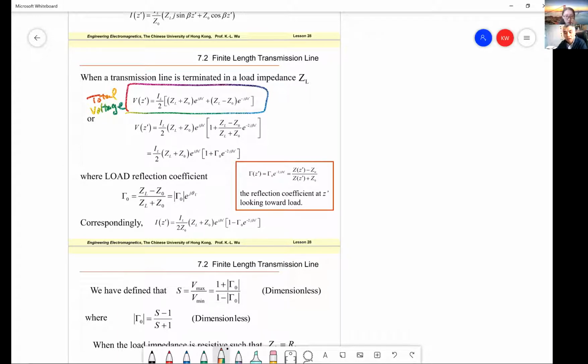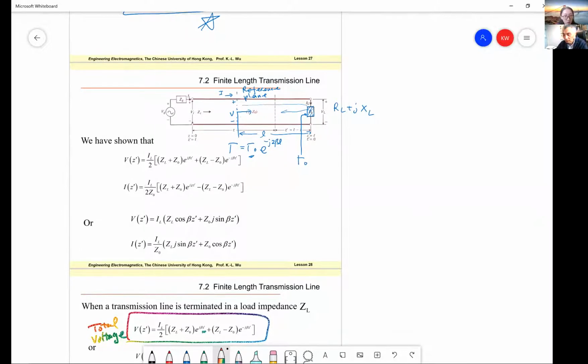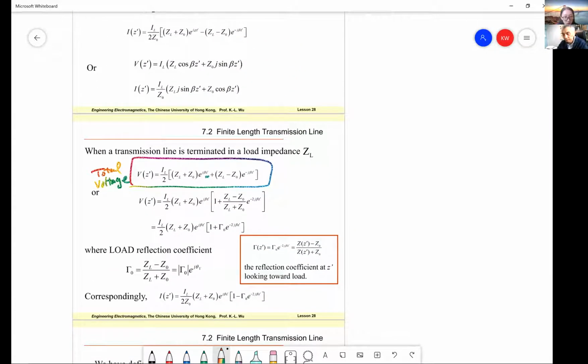The total voltage is composed of 2 parts. Any total current, total voltage, is composed of 2 traveling waves: one propagating in the z direction, one propagating in the minus z direction. If you look at this wave, it is measured in terms of z prime. Z prime is measured from the load.